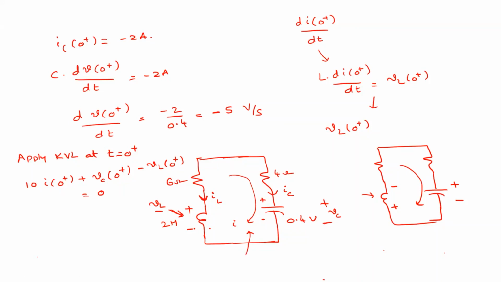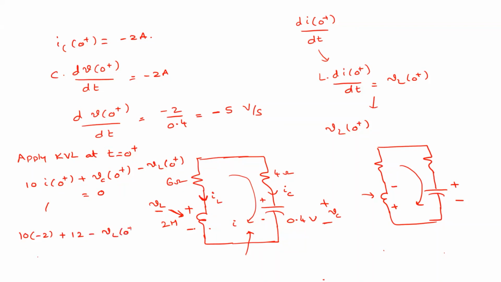So what is that value? Minus 2 amperes, right? So 10 into minus 2 plus the voltage across 0 plus. So what is the voltage across 0 plus? So VC of 0 plus is 12, right? Yes.